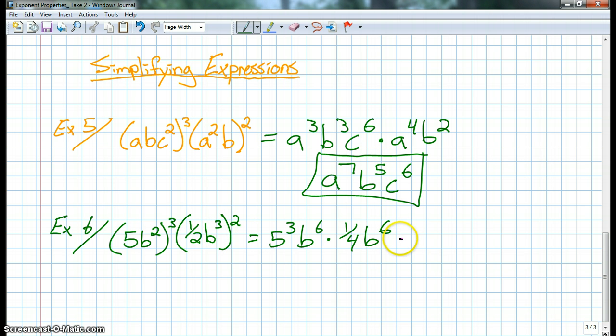So looking at our integers, or looking at our constants, I guess, we have 5 to the 3rd, which is 125, and we're multiplying that by 1/4. That's the same thing as 125 over 4. And then b to the 6th times b to the 6th is b to the 12th, because we have 12 factors. 12 factors there would be.